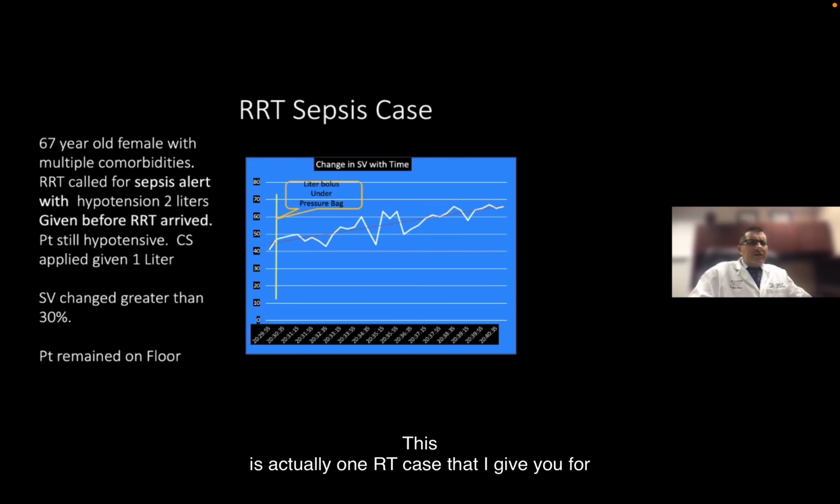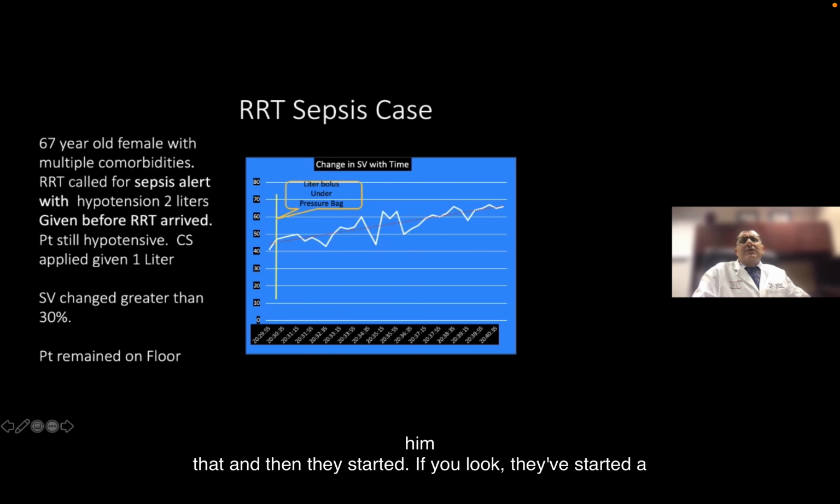This is actually one RRT case that I give you as an example. We put the ClearSight on. This was a 67-year-old female who was hypotensive. They hadn't gotten 2 liters over the day, but they weren't really confident they needed more fluid. They just wanted to start pressors. The RRT went to the bedside and found that the patient looked like they needed fluids, and they did a straight leg lift. It gave them that, and then, if you look, they started a liter bolus right here, and they had about a 30% change in about 3.5 minutes.